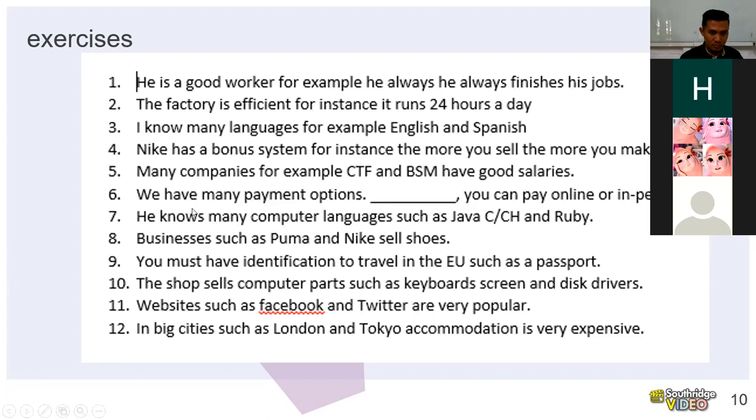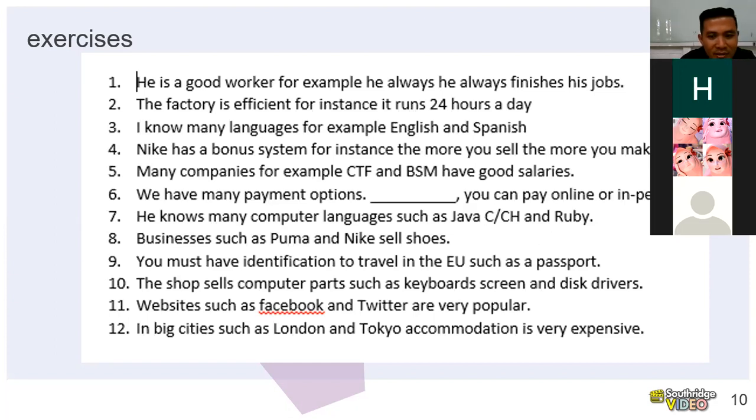We have many payment options. Full stop. For example, comma, you can pay online or in person. Yeah, that's right. So we have to put a comma here. It can be for example or for instance. Right? We have many payment options. Full stop. For example, comma, you can pay online or in person. Very good. Yeah, number 7.